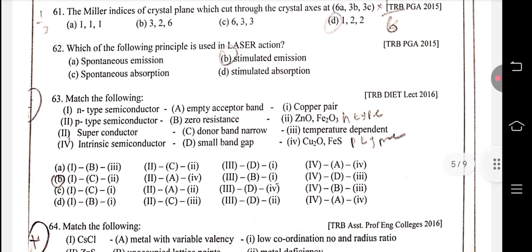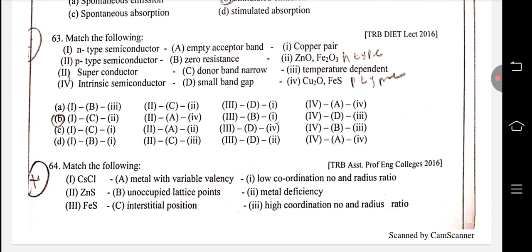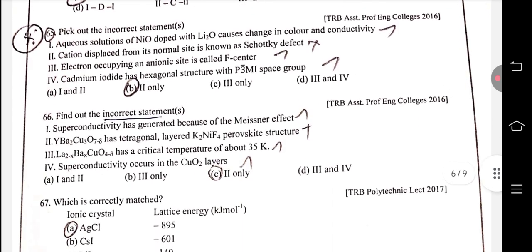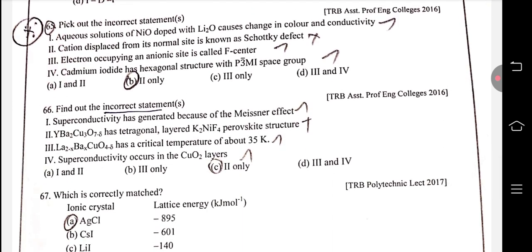Which of the following principles is used in laser? Stimulated emission. 63, match the following. B is the right answer. 64, match the following. C is the right answer. 65, incorrect statement. The nickel oxide doped with lithium oxide causes change in color and conductivity. Correct. Cation displacement from the normal site is known as Schottky defect. Displacement is wrong, since it is missing, therefore this is incorrect.